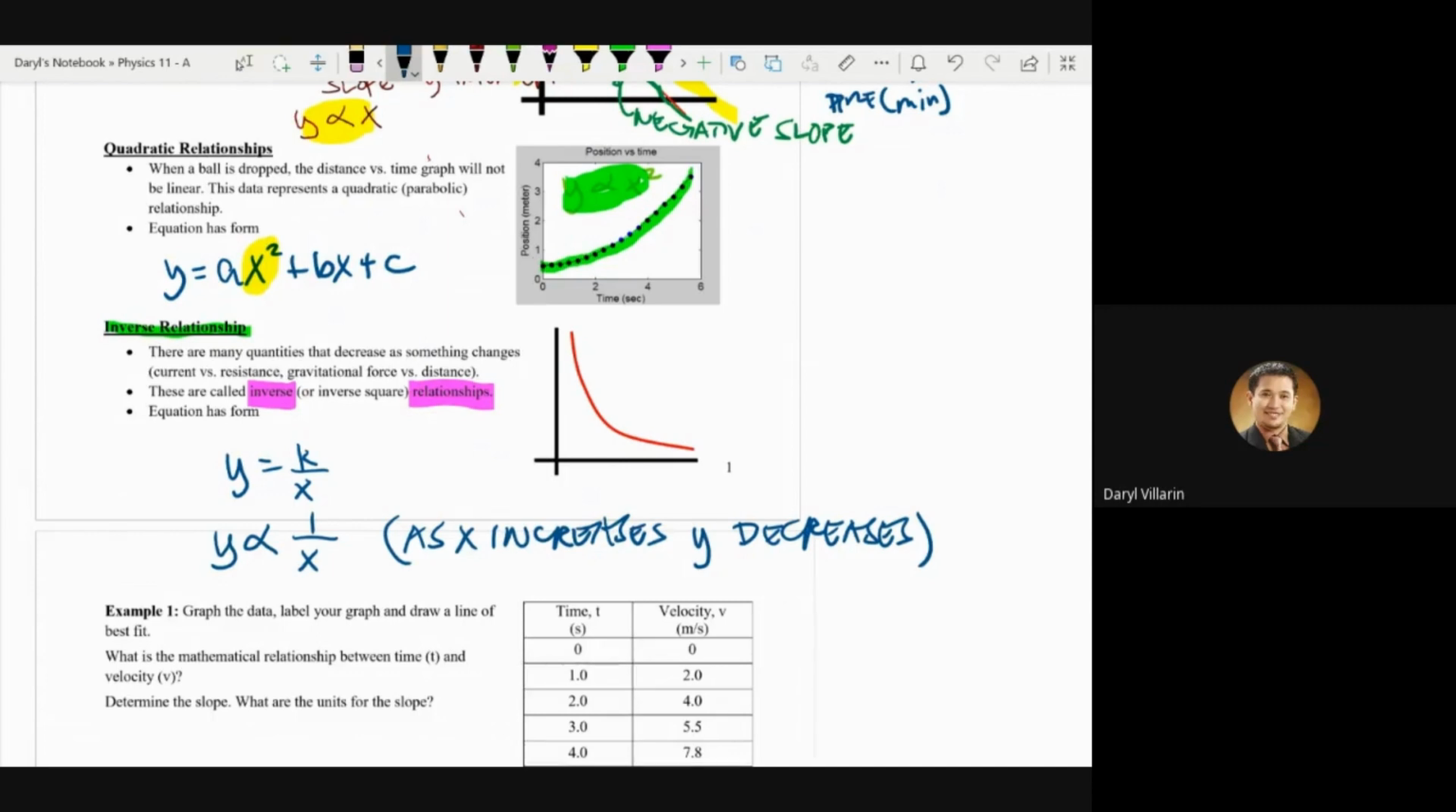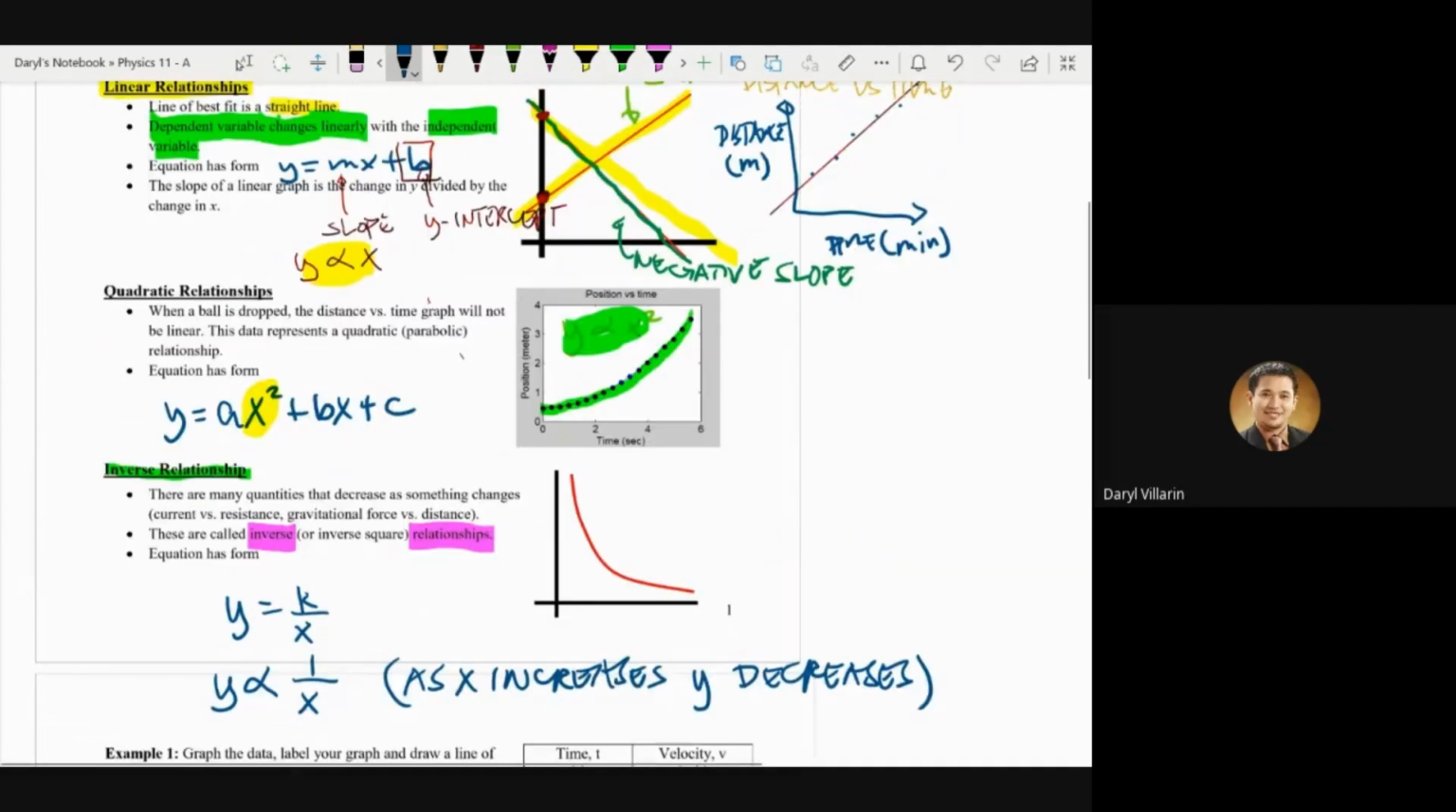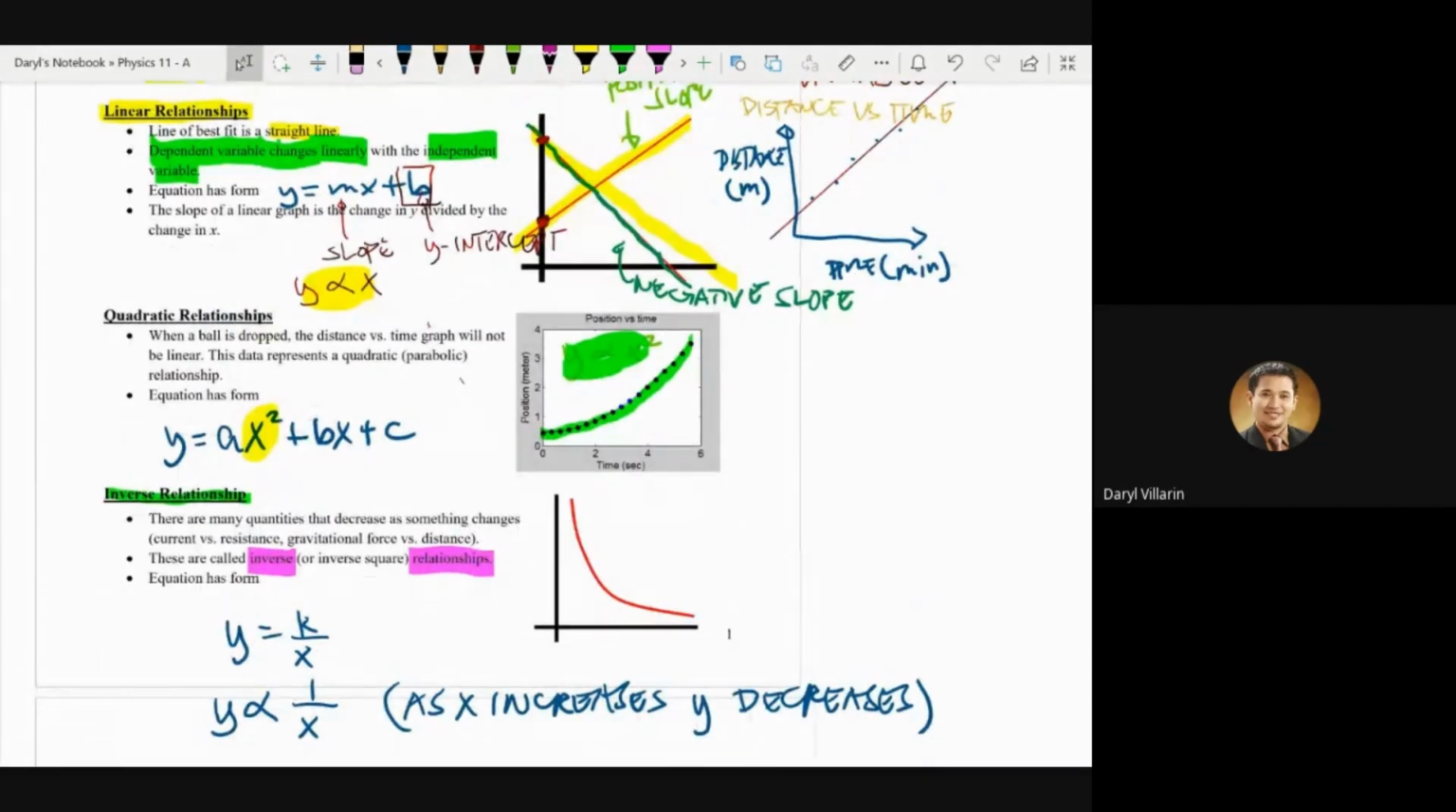So any questions about the three? These are just some of the common relationships that you will be encountering, especially the first one and the second one, because when we talk about projectile motion and freely falling objects, the motion of those follows a parabola. If you graph the position against time, it's a parabola. But for objects moving with a constant velocity, in that particular case, if you graph the position against time, you'll get a straight line.